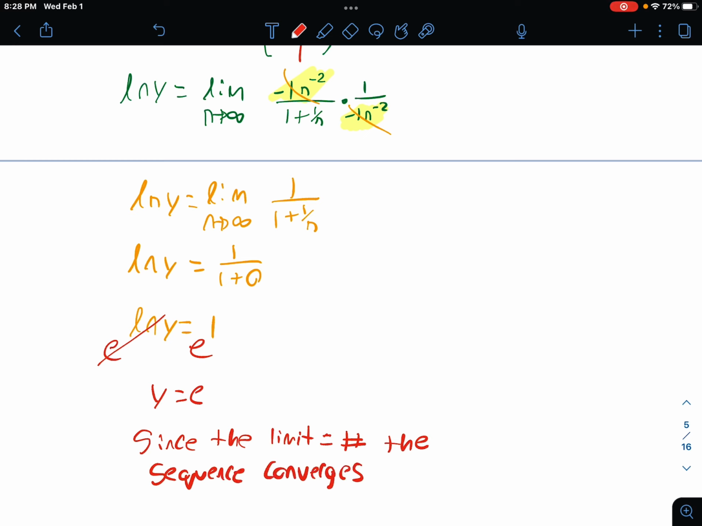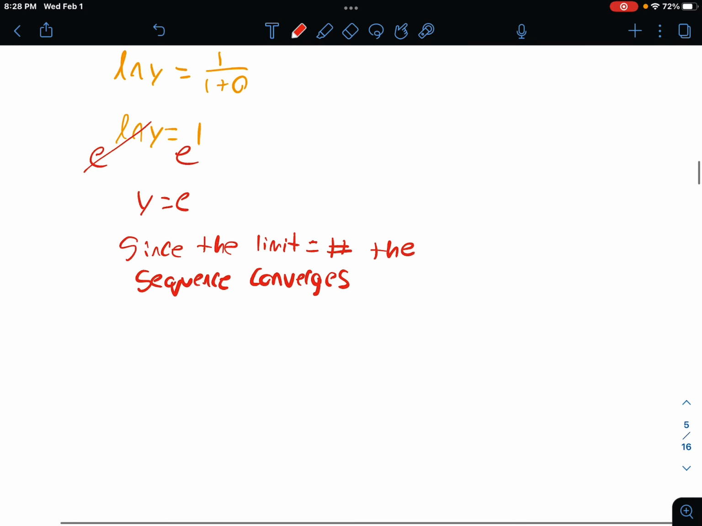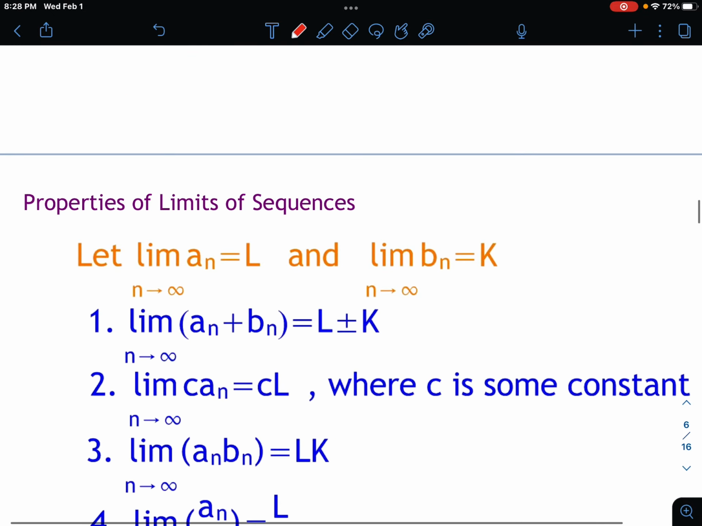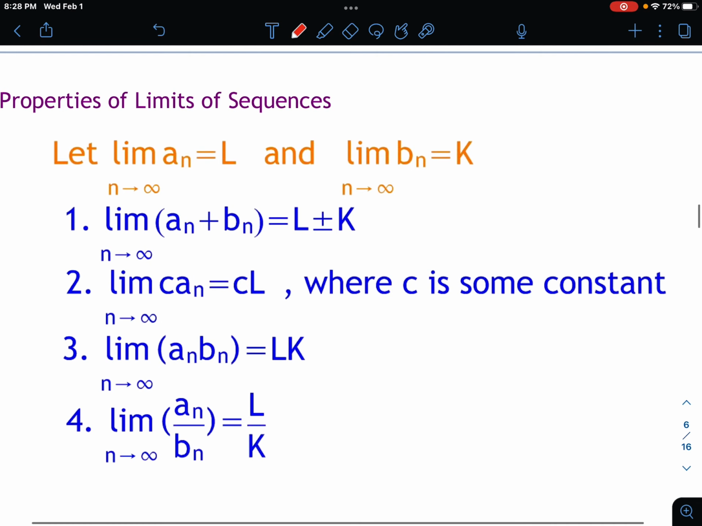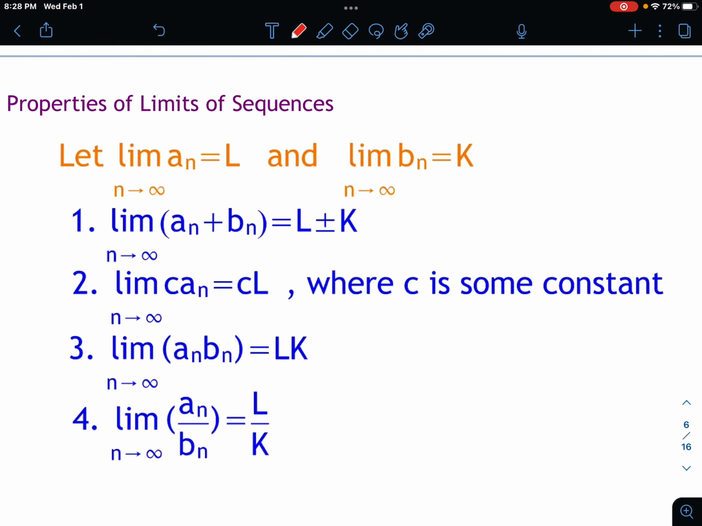And that's it. All right. So what we're going to do is go through, and some of these are going to be much nicer than others. Here are a few properties. They always start out with it.